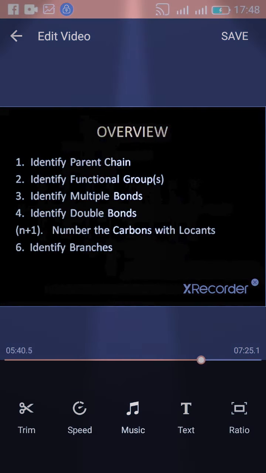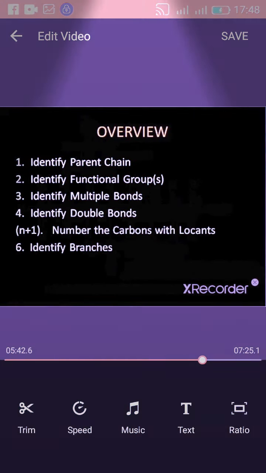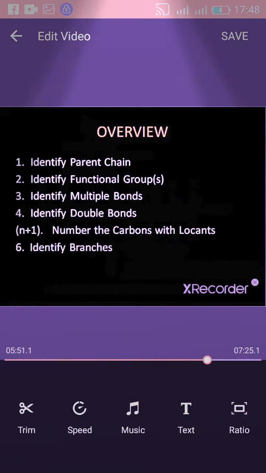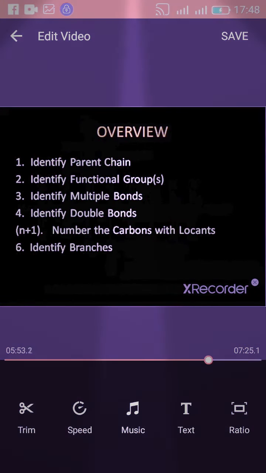Overview of this: the first rule is to identify the parent chain. The second rule is to identify the functional group. The third rule is to identify the multiple bonds. The fourth rule is to identify the double bond, and remember to number the carbons with locants. Identify the branch, that is the last rule of naming organic compounds.